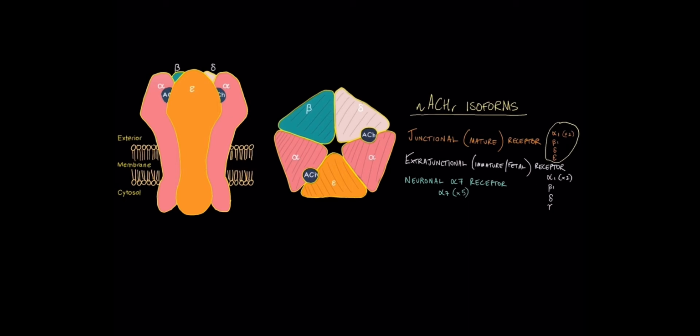These extrajunctional or immature/fetal receptors are very similar to the junctional receptors, except they have one change in the subunits. So instead of an epsilon subunit, you can see here that they have a gamma. So there's a substitution of the gamma for the epsilon subunits. And while that seems a small change, what that does is it makes these immature receptors open. The pore opens for a longer period of time than the mature receptor.